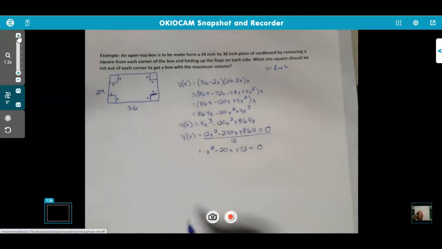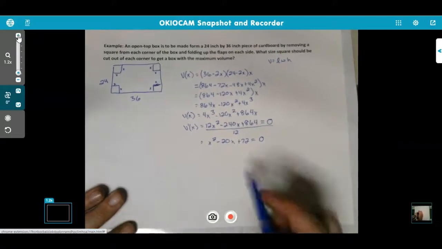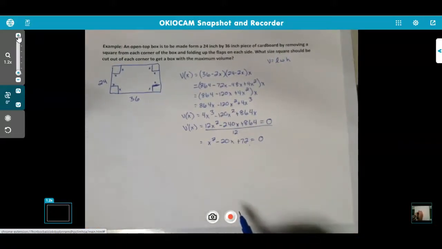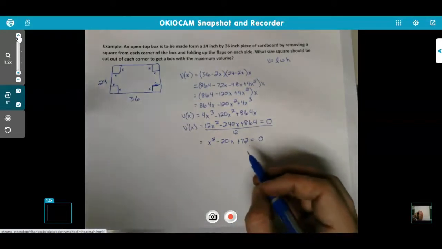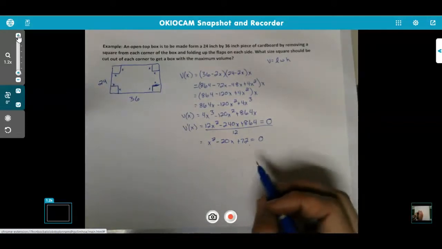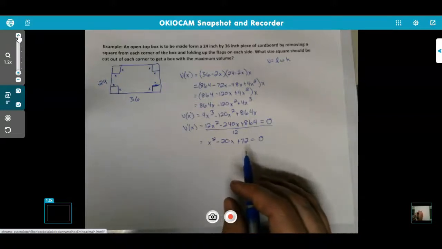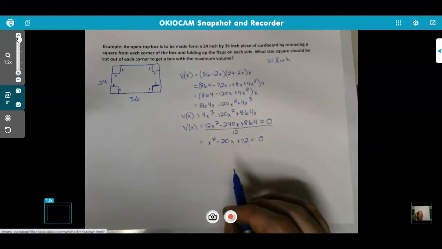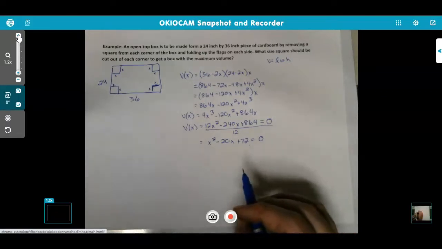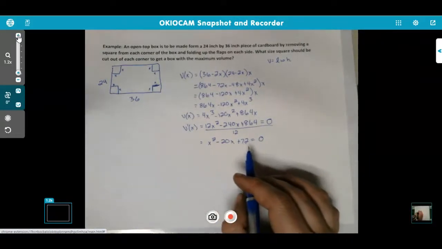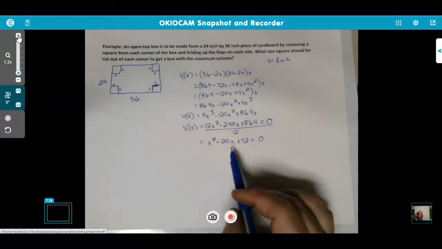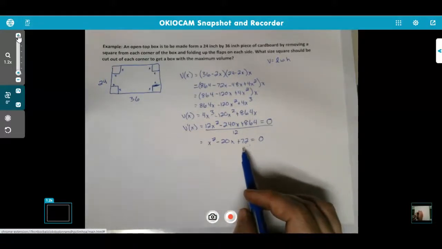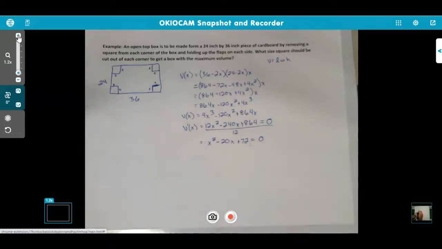Equals 0. So to solve this, I just need to find the factors of 72 whose sum is equal to negative 20. Let me try 72, that would be 36 times 2. That doesn't work. 72 divided by 3, 24 and 3, that doesn't work. What about 4? We would do 4 times 18. That doesn't work. 5 doesn't work. 6 and 12 also doesn't work. Therefore, this cannot be factored, because there are no factors of 72 whose sum is equal to negative 20.